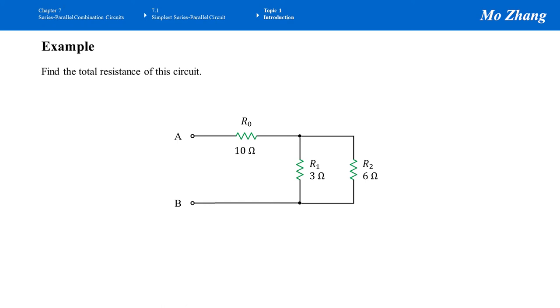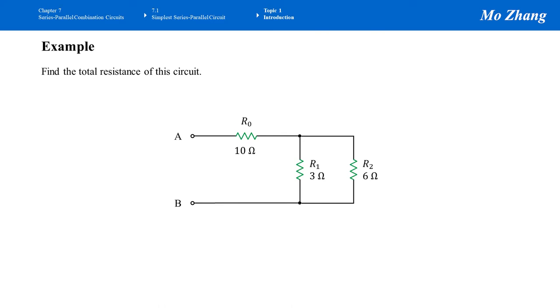Let's work on some examples to reinforce the learning. We have the circuit here. The circuit is a simple circuit, has 3 resistors. The resistor that connects to the terminal A directly is the main branch resistor, and that is 10 ohm. The 2 resistors in 2 parallel branches, R1, R2 equals to 3 ohm and 6 ohm. We want to find the total resistance of this circuit.